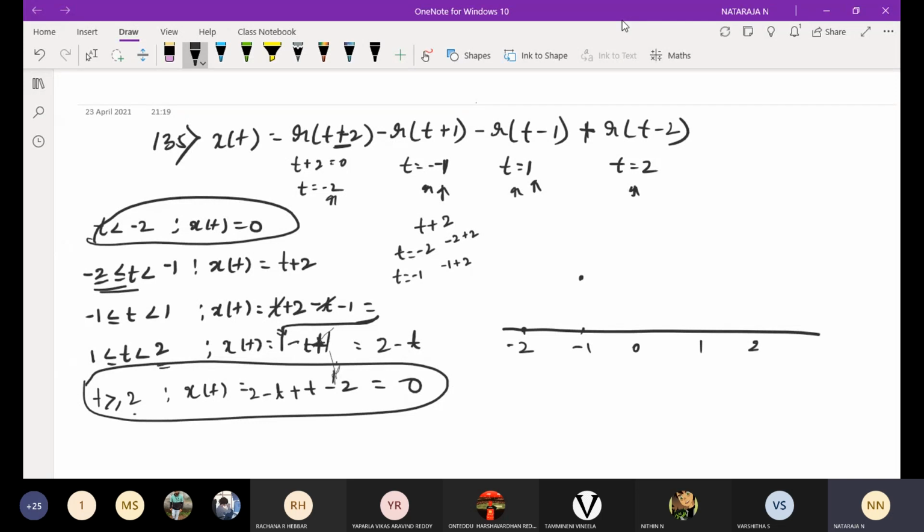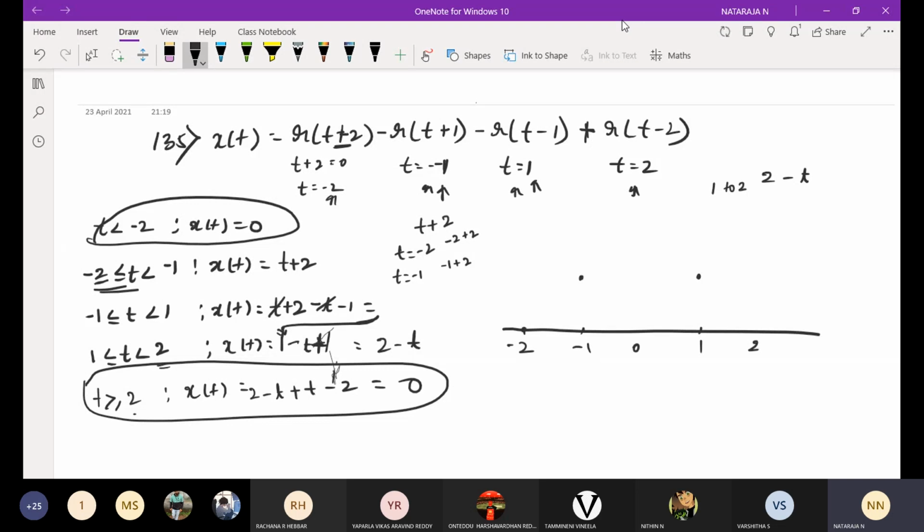From -1 to +1, what is the equation? We got a value. From -1 to +1, we have a constant amplitude of 1. Got everyone? Yes, sir. Okay, next, 2 minus t, from where to where? From 1 to 2.